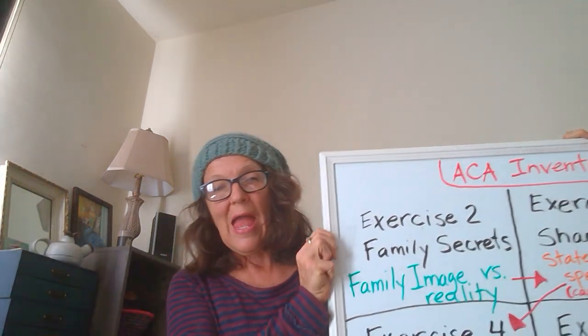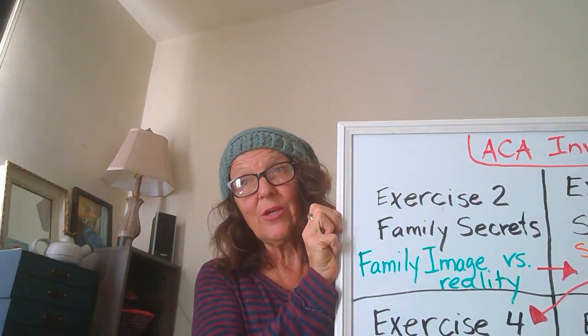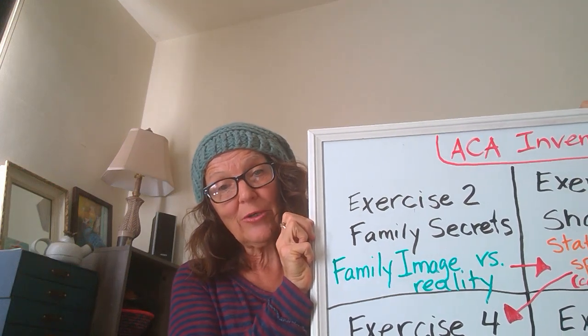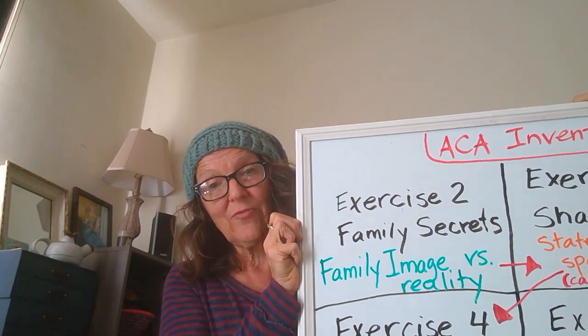So we'll start with exercise 2, family secrets, and that is something that you want to get your notebook out and you want to look at your family image versus the reality. That does not mean that everything about your family is a lie. It could be that the image that your neighbors, that your friends, when they would come over, whatever image they had was a little bit different, or maybe a lot different than what happened behind closed doors. So we'll go over this very quickly.